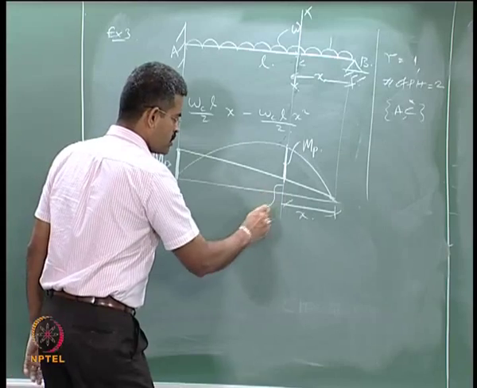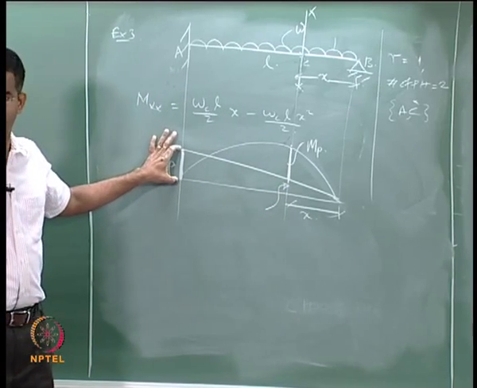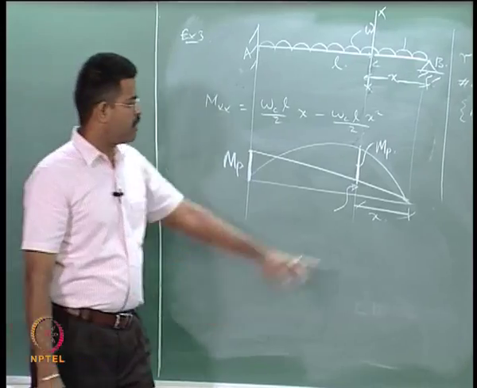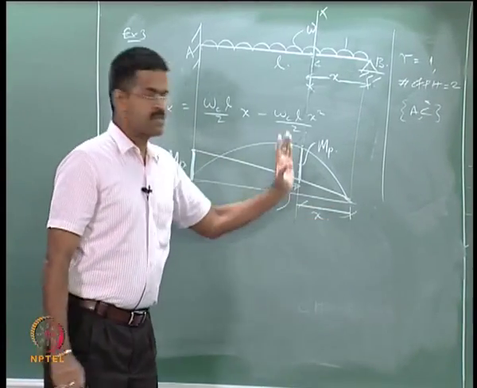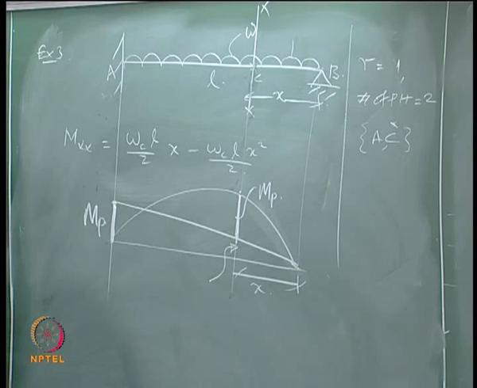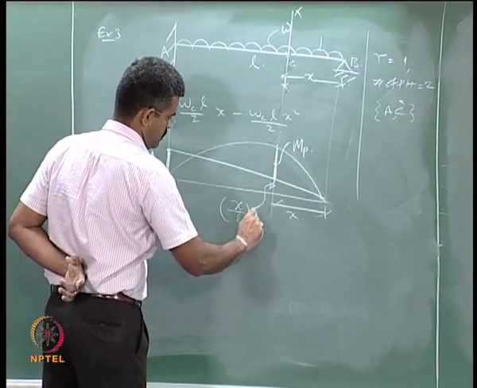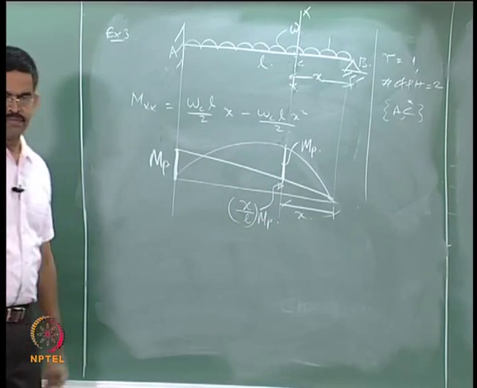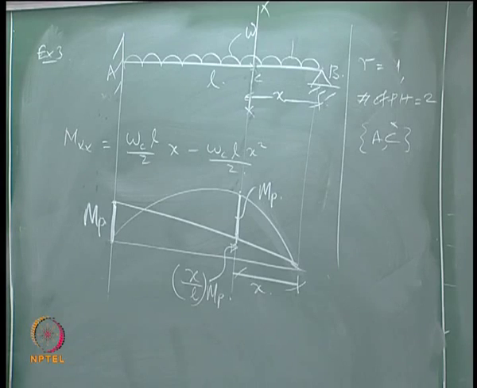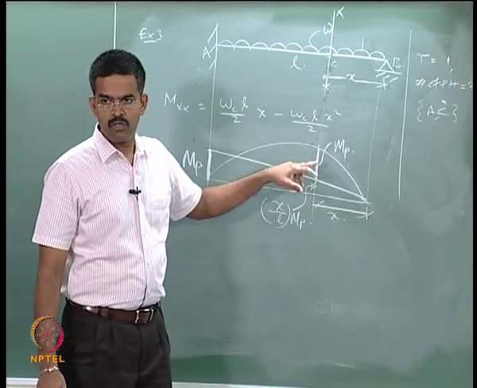Can you tell me what is this if this is MP? For L it is MP, for x what will be this value? What is this value? So the total bending moment at this point should be equal to this to make it a mechanism.